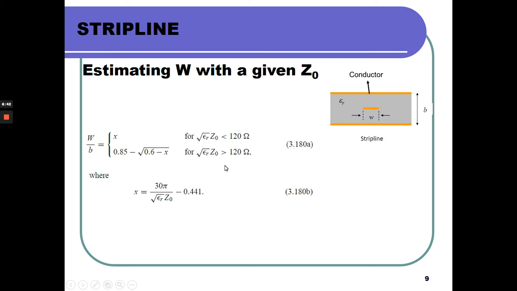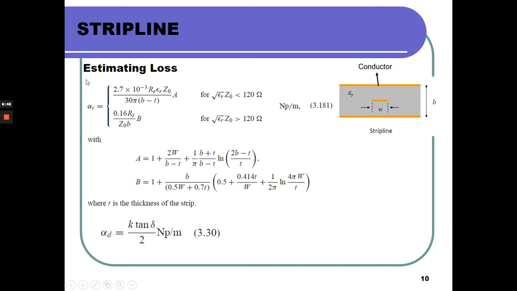So that's how the estimation can be done. Now one more thing, that we need to estimate loss. Here in this case we need to estimate W over B, same way, root over ER times Z0. If it's less than 120, then we choose this. If not, then we choose this.